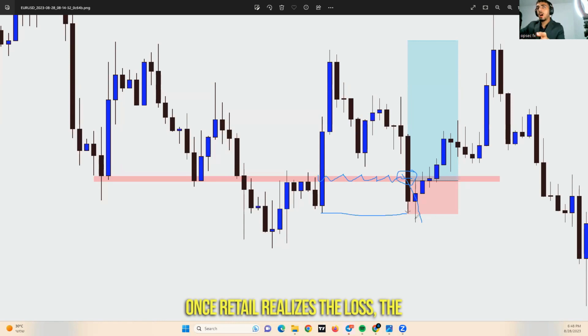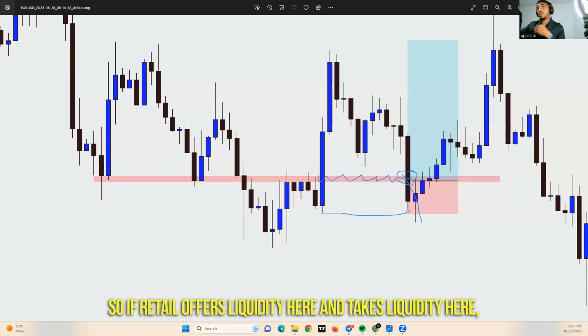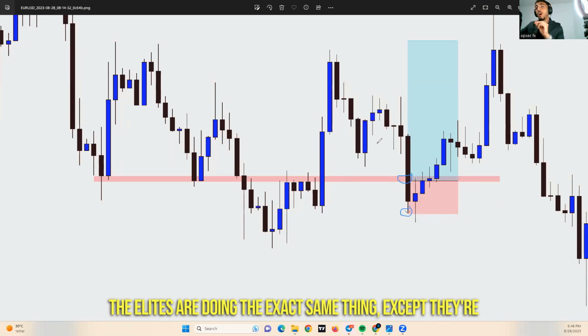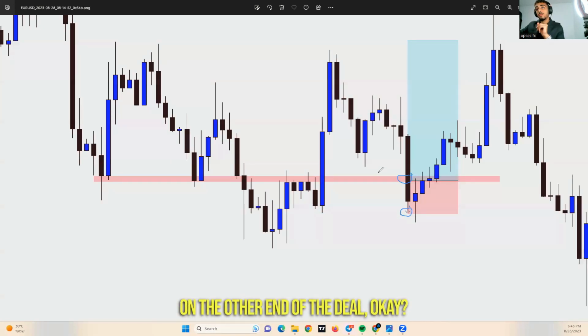Once retail realizes the loss, the elites will realize the profit. So if retail offers liquidity here and takes liquidity here, the elites are doing the exact same thing, except they're on the other end of the deal. Okay? And that's how they capitalize on the move from here to here, and they also capitalize on the move from here to the buy side liquidity. Okay?